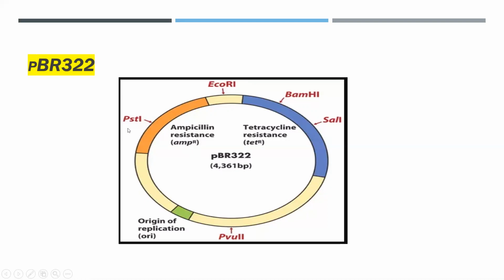Next, this is the ampicillin resistance gene and the tetracycline resistance gene. Both are antibiotic resistance genes. Next, EcoRI, BamHI, SalI, PstI, PvuII. These are restriction sites. These are isolated from bacterial species, and they cut or split genes.